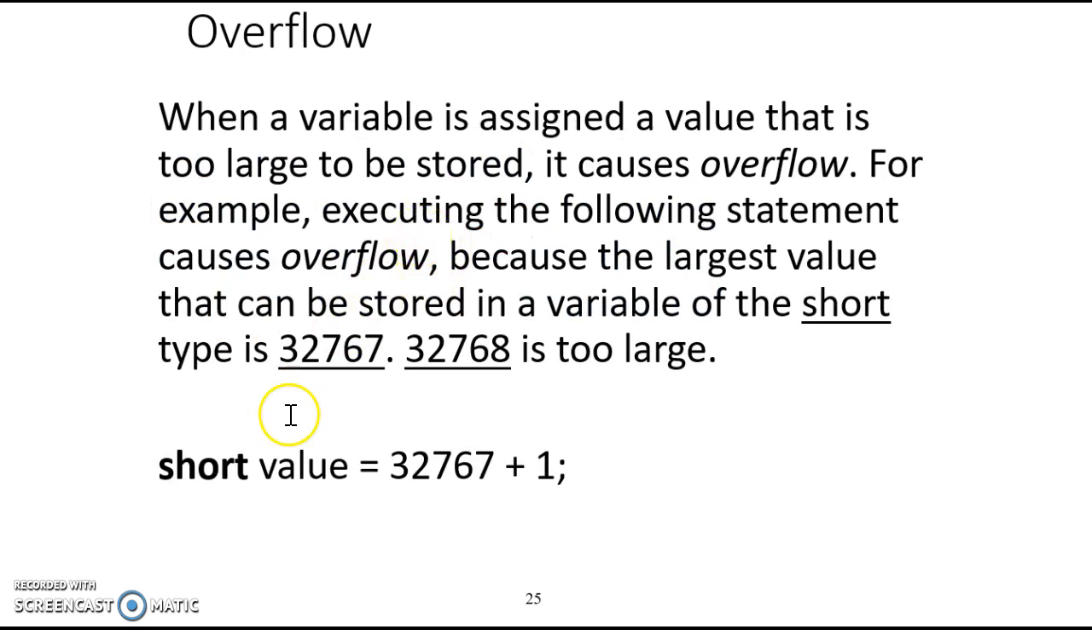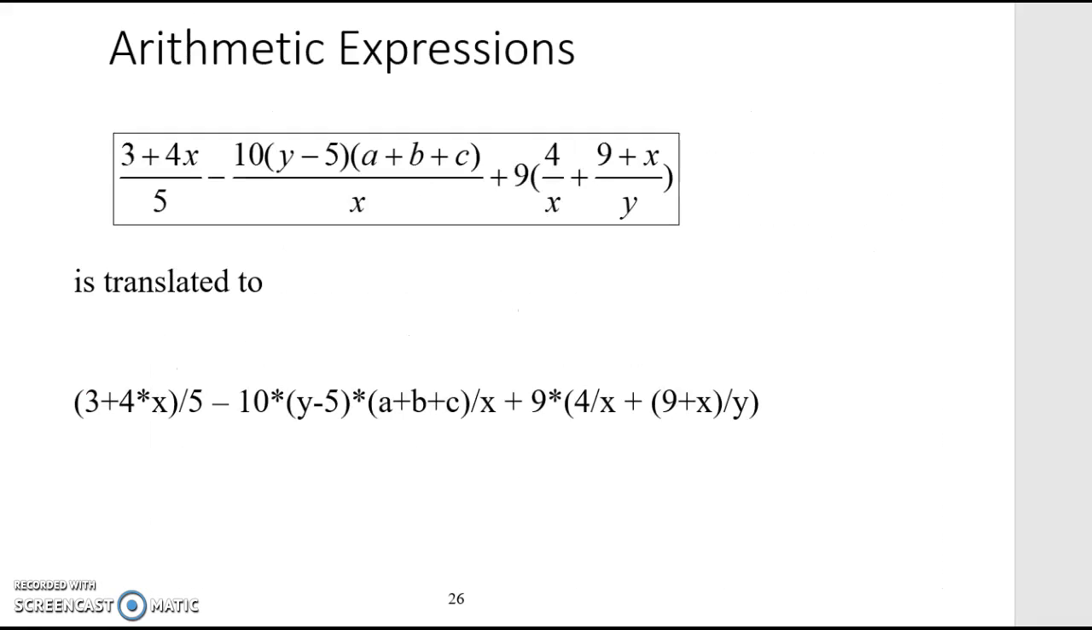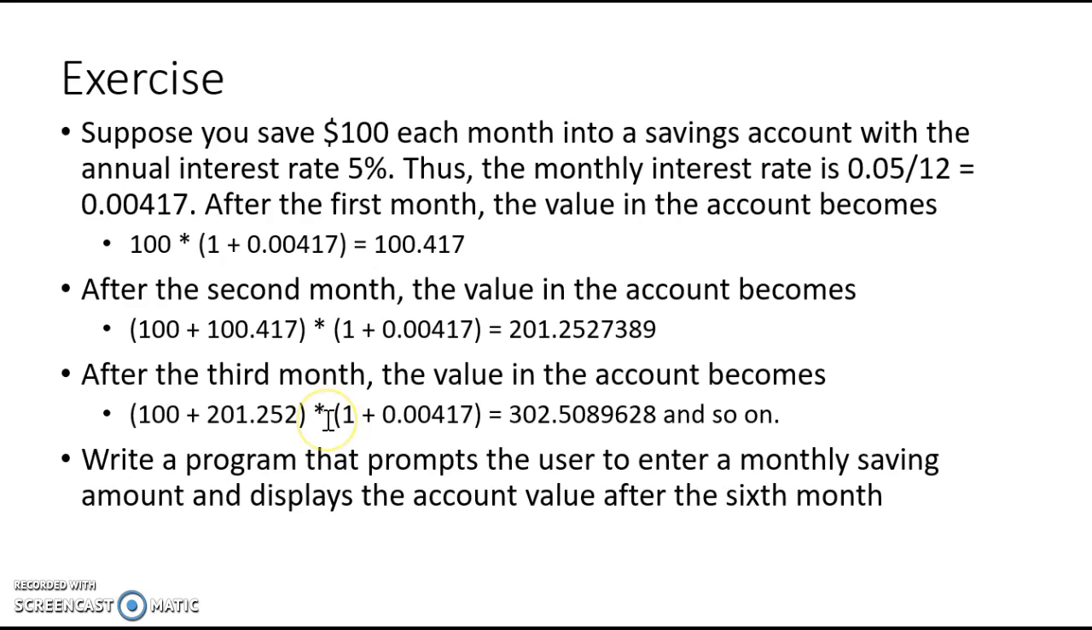For overflow, we mentioned that for different types, we have different sizes. For the short type, the maximum is 32767. If you put in a little bigger one, like this one, it will overflow, meaning the result will totally change. Just be careful when you use variables. Make sure you understand their size. Also make sure you know how to do this one. This is an arithmetic expression. If this is difficult for you, come to see me. I will help you.